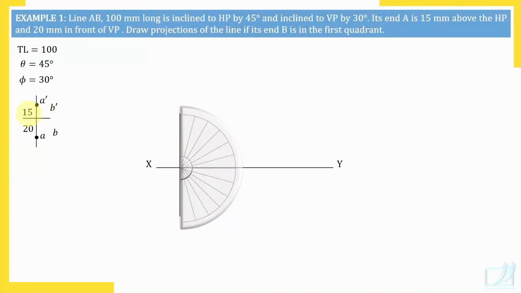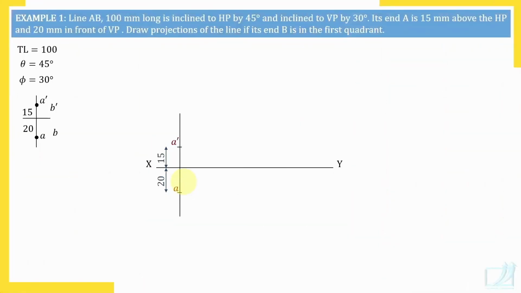What is the reference point? The point on the line whose position from both HP and VP is given. In this problem it is end A. So mark the front view and top view of end A. The projector must be exactly perpendicular to the XY line. So here is the projector of point A: A dash, 15 mm above HP, and A, 20 mm in front of VP.